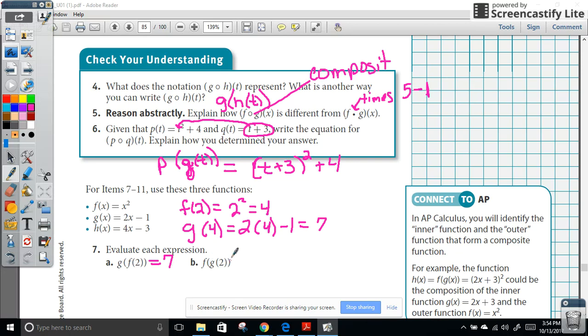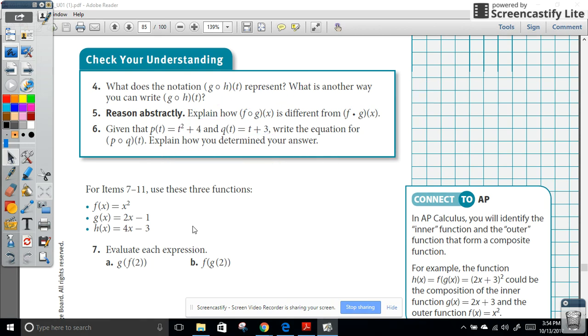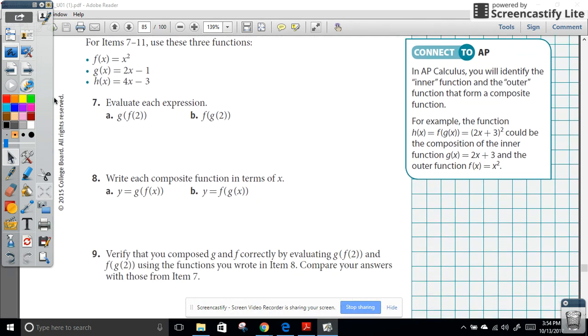Okay. This says to do the opposite. I've got to do 2 into the G function. So G of 2 is 2 times 2 minus 1. 4 minus 1 is 3. And now F of 3 is 3 squared, which is 9. Okay, what else do we have to do? Number 8.